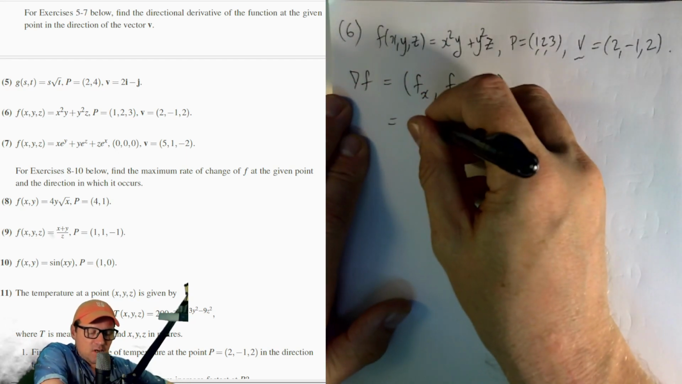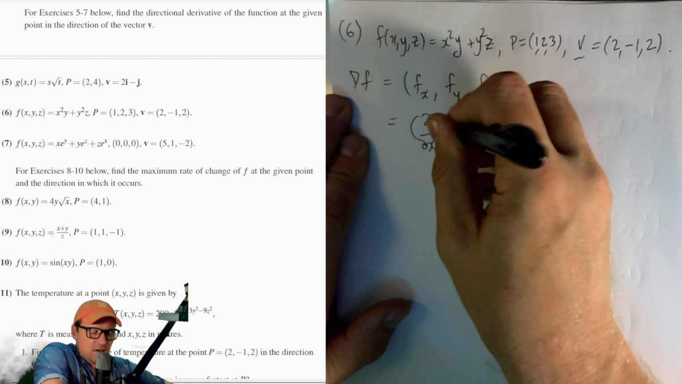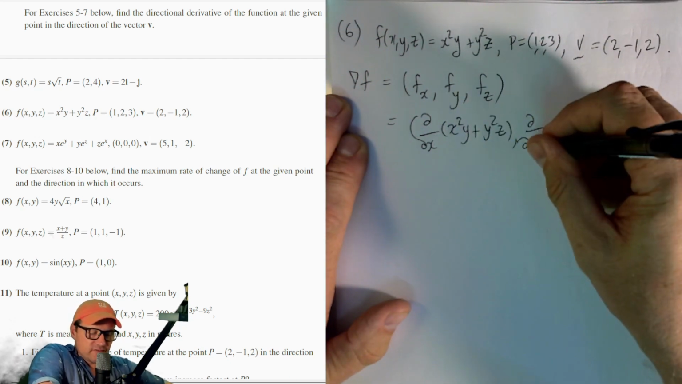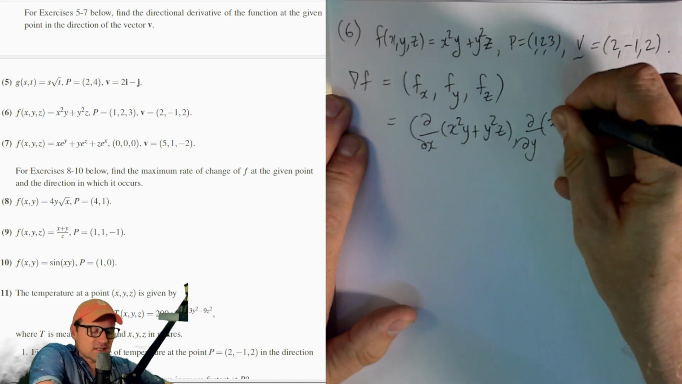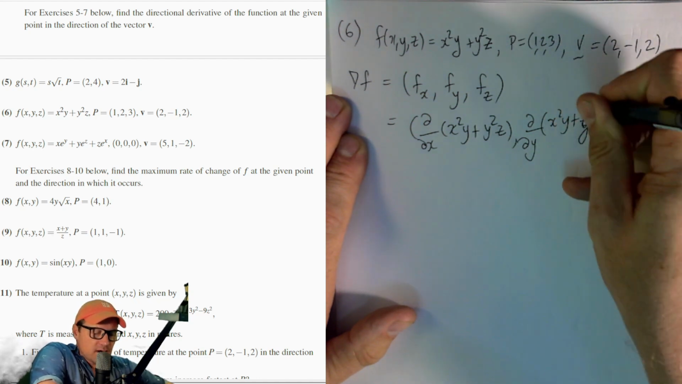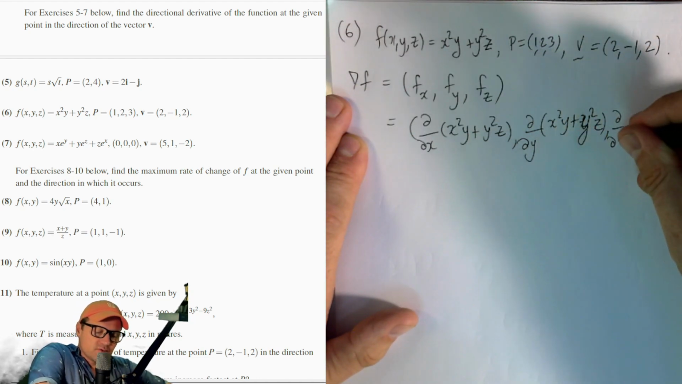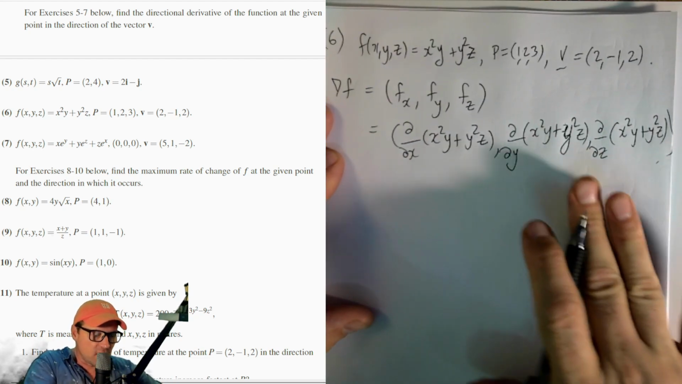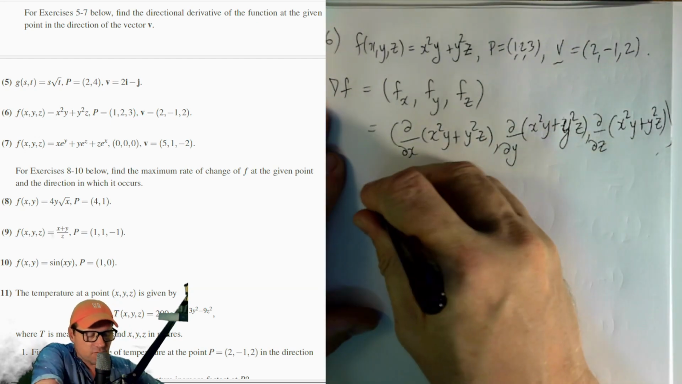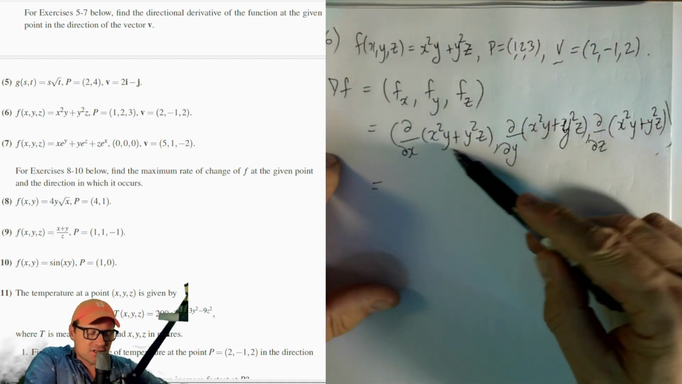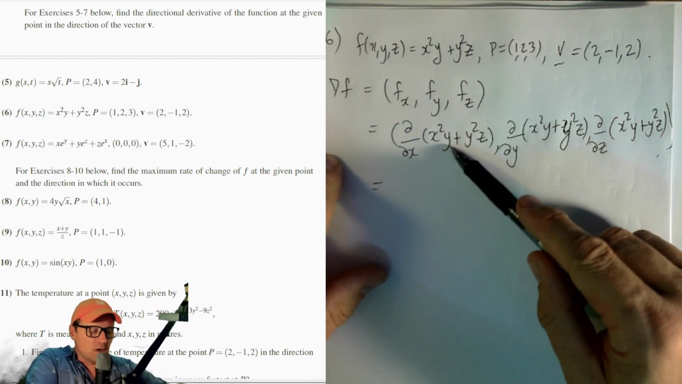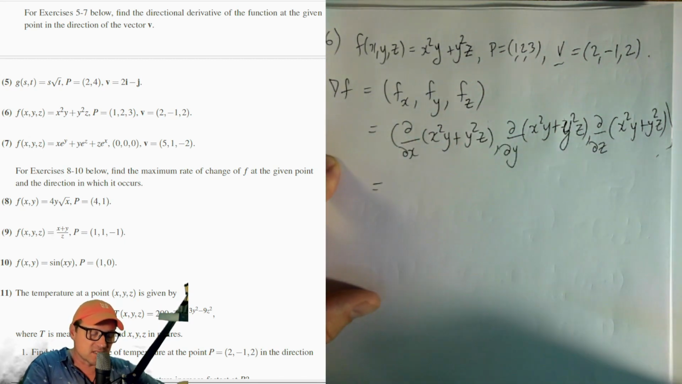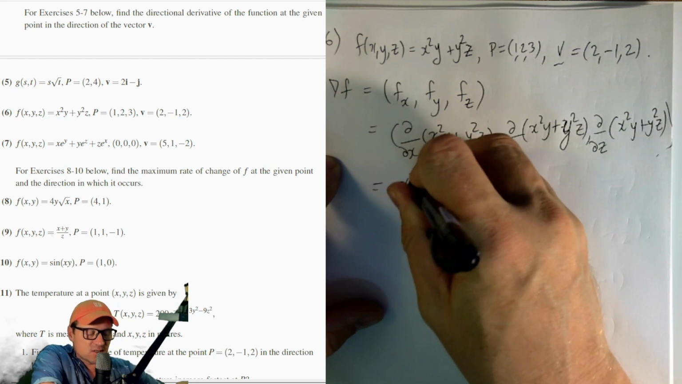So this is the partial derivative with respect to x of x squared y plus y squared z. And then partial derivative of f with respect to y, x squared y plus y squared z. Partial derivative with respect to z of x squared y plus y squared z. Okay, simplifying each of these derivatives to form our gradient vector. So differentiating this with respect to x, the y can go through the operator. The derivative of y squared z is 0 with respect to x partially. And so we just have x squared for that.